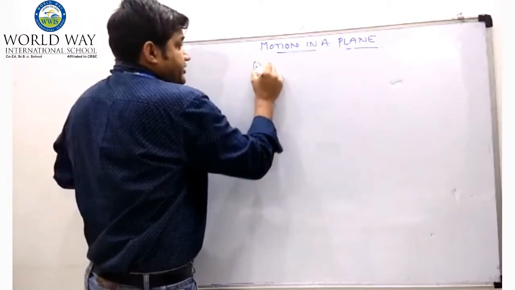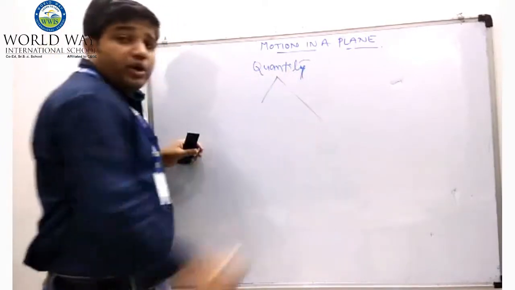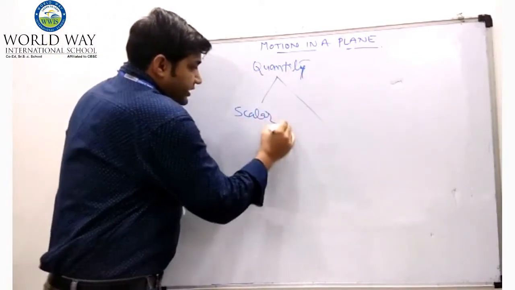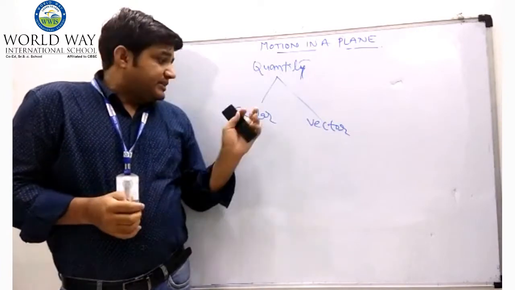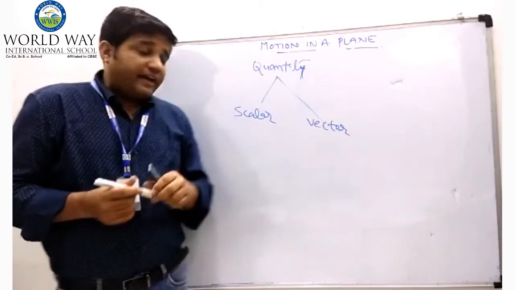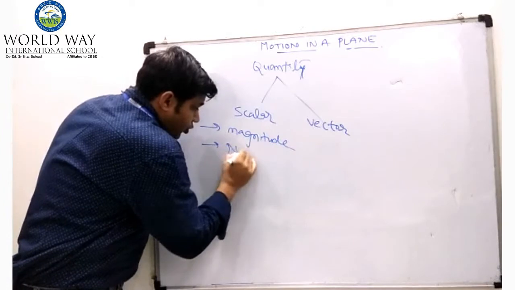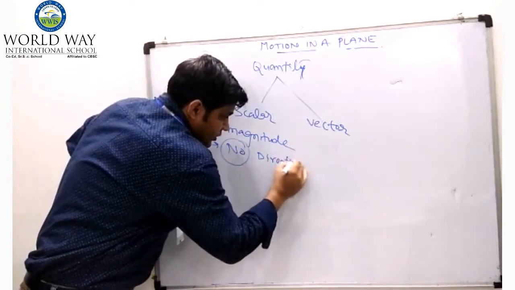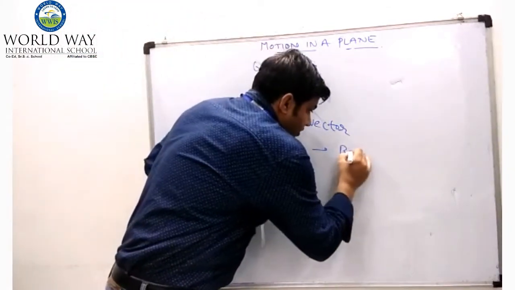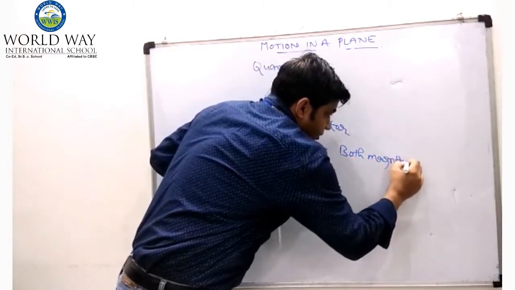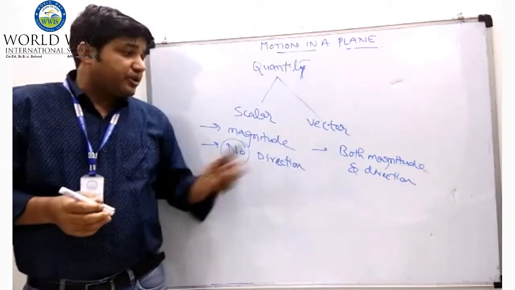So in two dimensions, first we have to segregate on the basis of quantity. There are two types of quantity: first is scalar quantity and second is vector quantity. So what is scalar and what is vector? Scalar quantities are those quantities which have only magnitude and no direction. And a vector quantity has both magnitude and direction. Now, what is magnitude and what is direction?